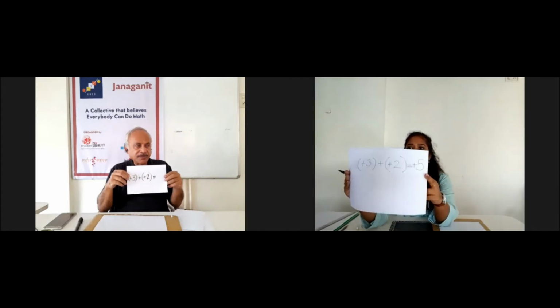So I have +5. So write that. 5 rupees. Write that on your piece of paper. So +3 plus +2 is equal to +5. Okay?